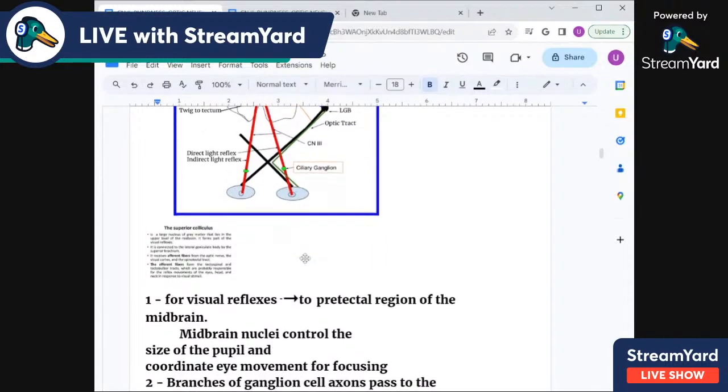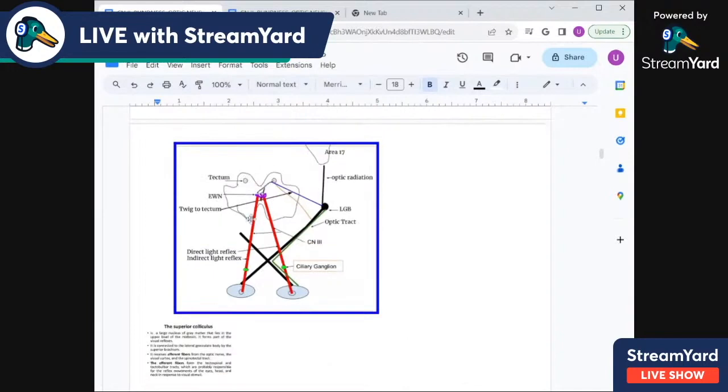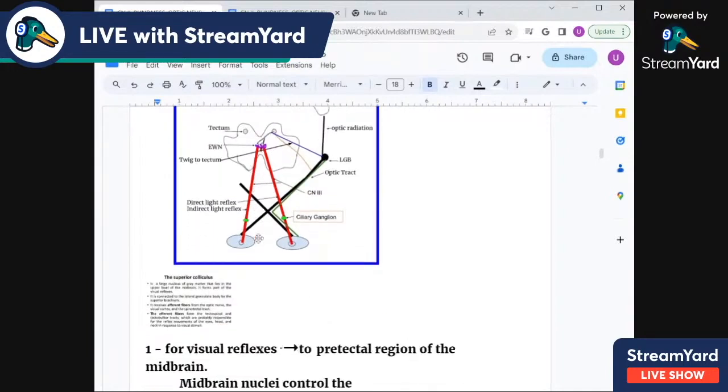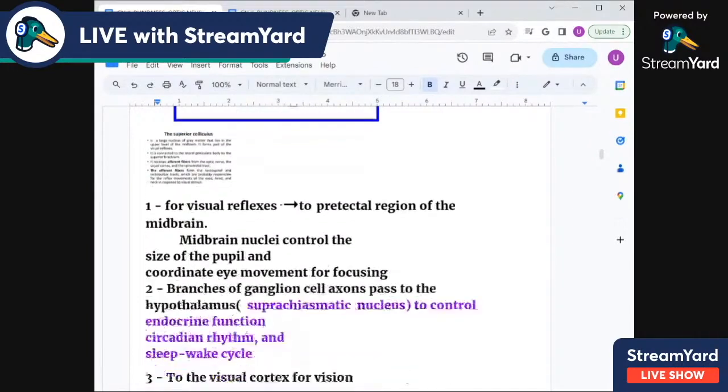And then we did that the pupillary constrictors are supplied by the oculomotor nerve, and the pupillary reflex is completed by the optic and oculomotor nerves, sensory and motor, but the pupillary dilators are supplied by the cervical sympathetic ganglion.